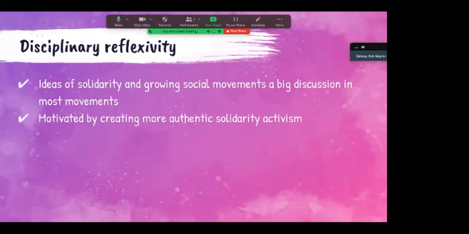I was motivated by creating more authentic solidarity activism, that I think we can learn from activists. How are activists learning from feminism and social justice? How are these white men taking in what they were learning from classes like this or ethnic studies, feminist movements, and what was it looking like for them in their lives? And we didn't have any other research like this.